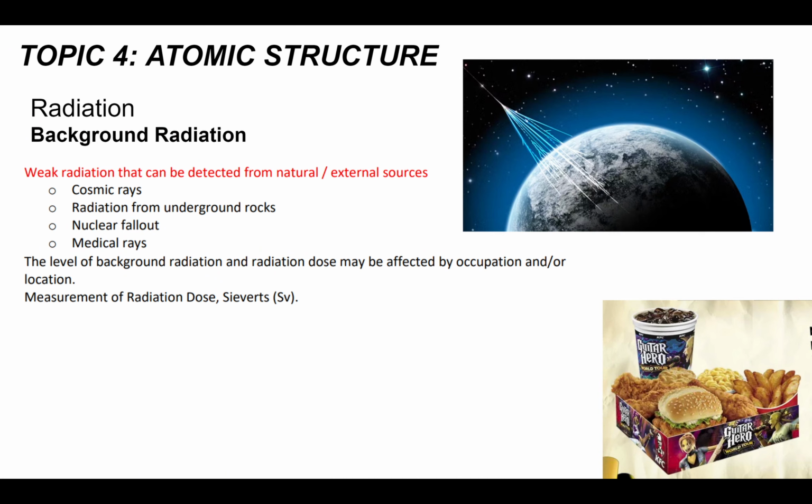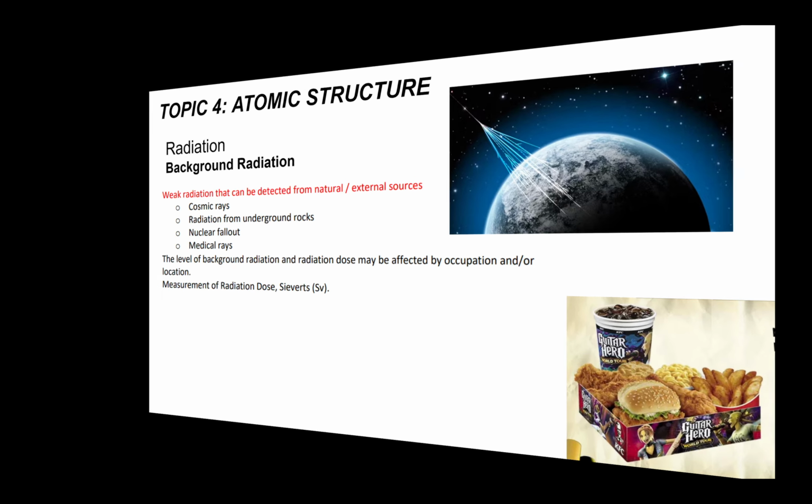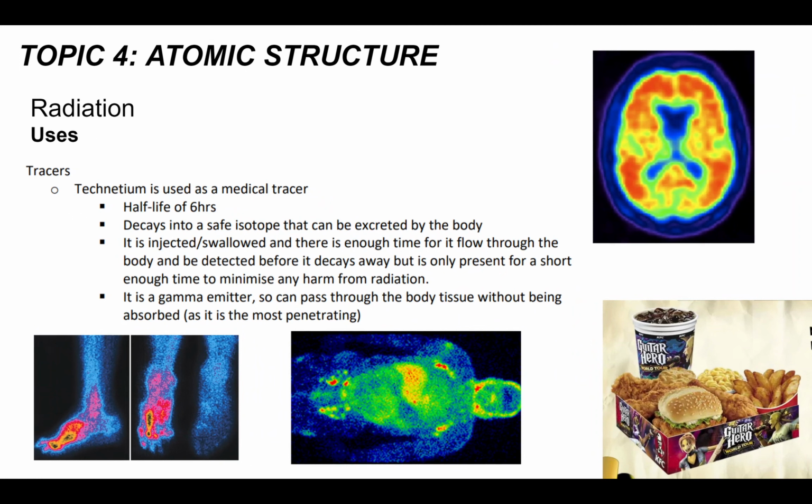Background radiation is weak radiation that can be detected from natural or external sources, so cosmic rays, radiation from underground rocks, nuclear fallout, and medical rays. That might be important, as I saw that come up on my test before. The level of background radiation and the radiation dose may be affected by occupation and/or location. The measurement of radiation dose is in sieverts, which is Sv.